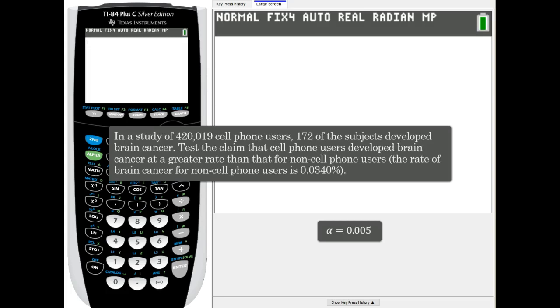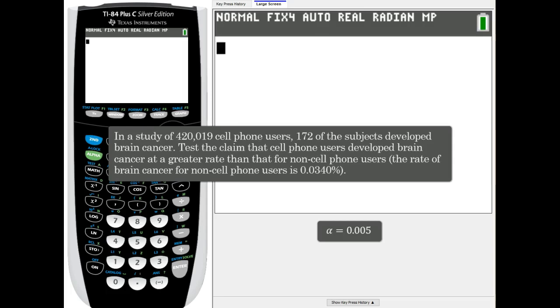Now, the cool part about listing those 3, nowhere in the problem description did we talk about averages or the mean. So 2 out of 3 tests are ruled out because we're not dealing with means. We're dealing with this many cell phone users developed cancer out of this many, and therefore it's proportion. So we're going to be doing a proportion z-test.